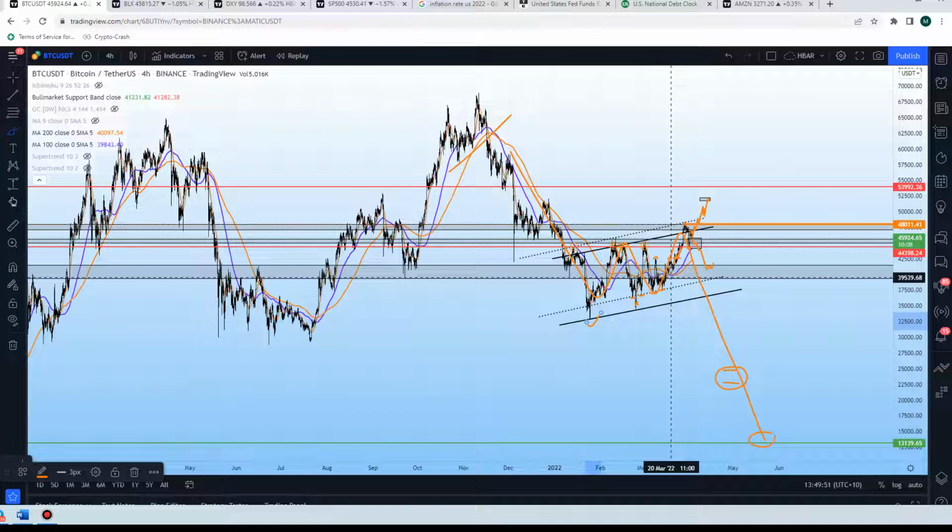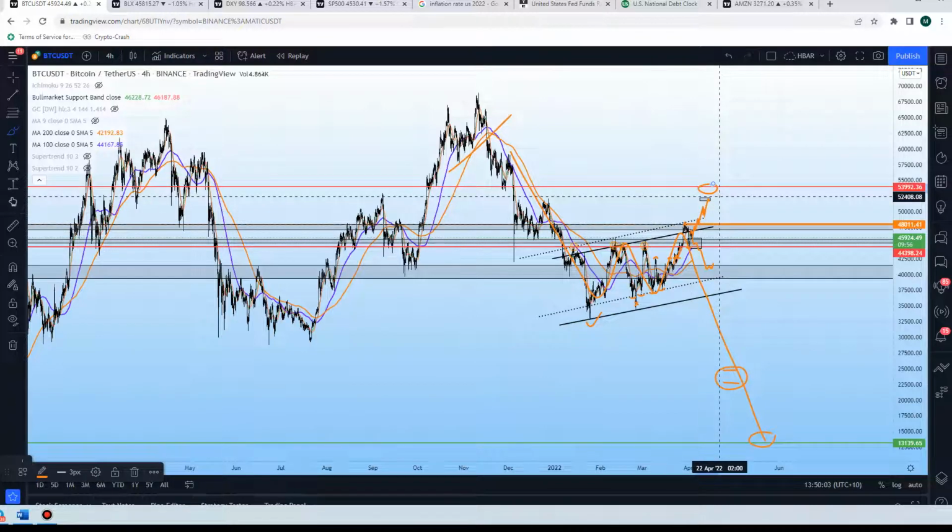Now we're telling you guys, if we don't get above 48K and we don't close a strong candle above 48K and push higher, we're in trouble. I would even go out to say 54K. If we don't get above that on this next move, we're in trouble. Bitcoin is not looking good. Cryptocurrency is not looking good.